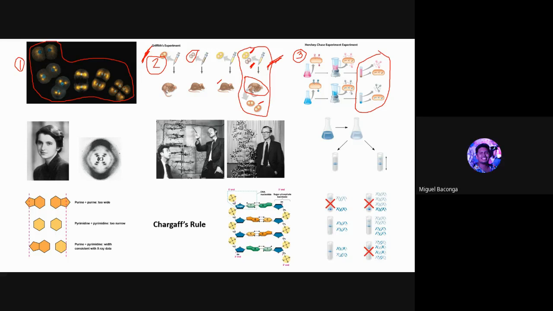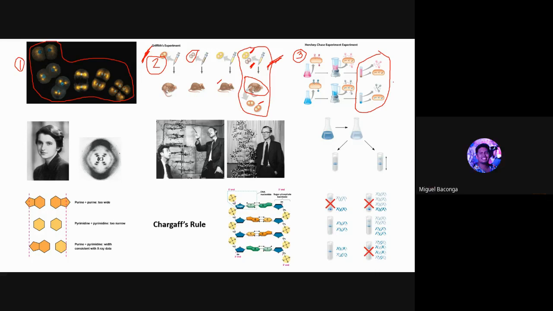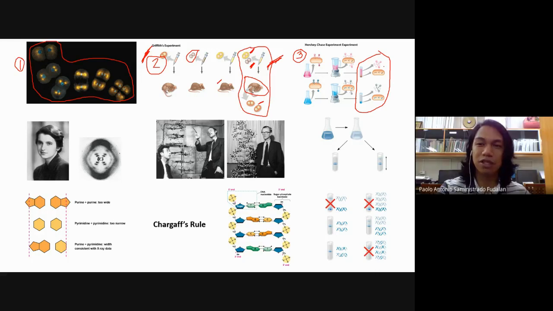About the protein coat, sir? All right, so let's start with the protein coat. Can you elaborate? Sir, again, can you elaborate about the protein coat?